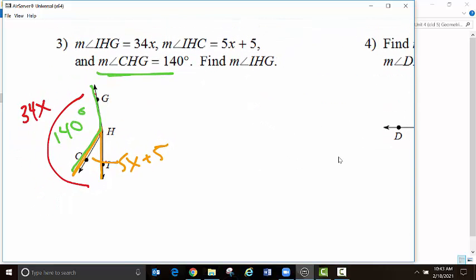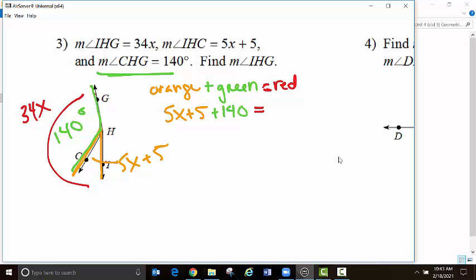Would you agree that the orange angle plus the green angle equals the red, the whole thing, right? Part plus part equals whole. So we would say 5x plus 5 plus 140 equals 34x. And then you would solve.